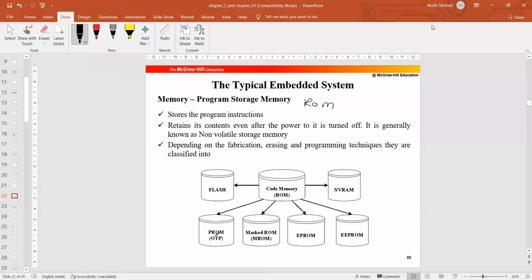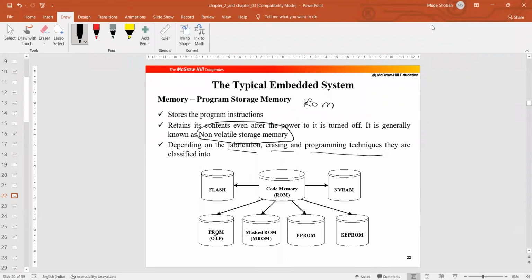It retains its content even after the power is turned off, because ROM is a permanent memory. It is generally known as non-volatile storage memory. You can call program memory non-volatile storage memory. Third point, depending on the fabrication, arranging and programming techniques, they are classified as shown in the figure.